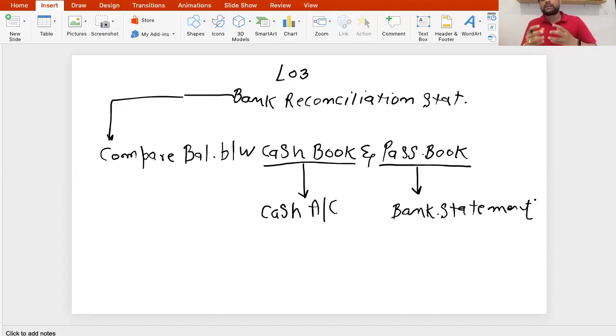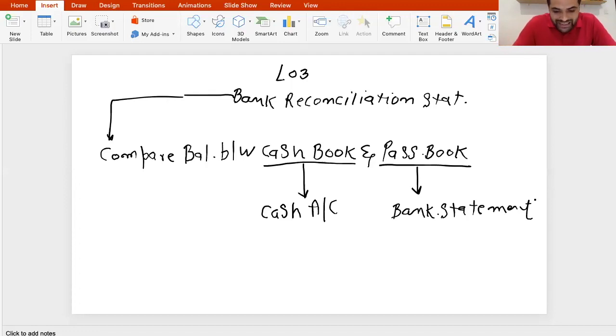A bank statement basically provides all the transactions, all the history, and our account balances, but of course it is prepared by the bank, not prepared by us. We prepare only cash accounts. We can control cash accounts. The bank statement is prepared by the bank, right?